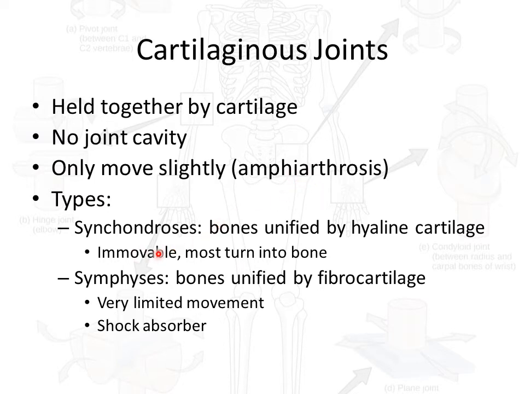Under this category, there are two types: synchondroses, which is where the bones are unified by hyaline cartilage. It's completely immovable, but most of this hyaline cartilage turns into bone. And then we have symphyses, where bones are unified by fibrocartilage. So synchondrosis is hyaline cartilage unifying the joint, and symphyses are fibrocartilage unifying the joint. Synchondroses usually close, and symphyses are there for good.